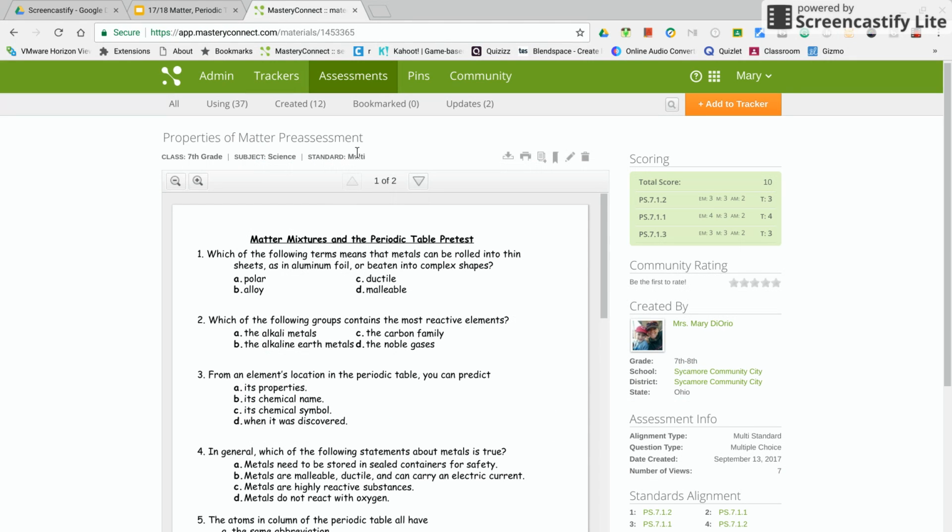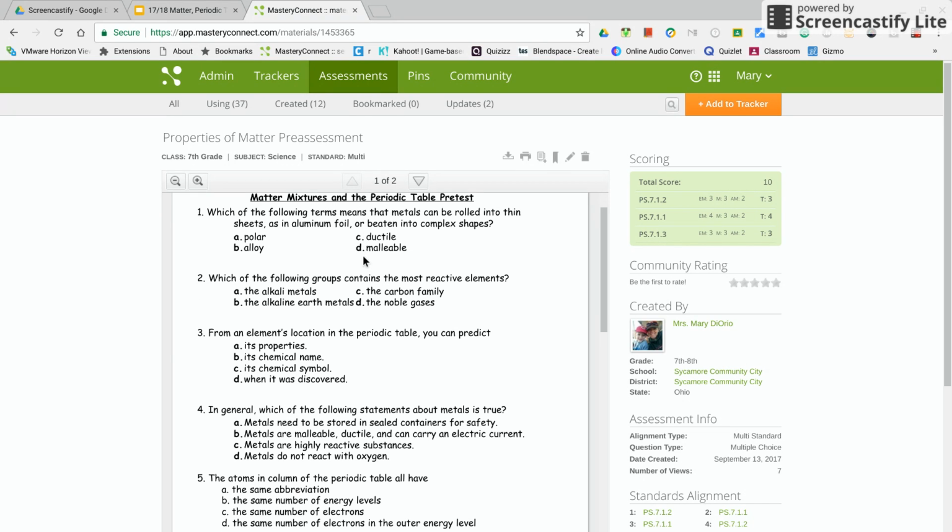If I were to go to the Mastery Connect pre-assessment that we did just recently, question number 2 said, which of the following groups contains the most reactive elements? And we said the most reactive elements on the periodic table are those that have their electron shells almost filled. Now, the noble gases, D, were the ones that have their electron shells filled, and they do not want to react at all. So that was not the correct answer. Carbon is one of those that has its shell halfway filled. So it wants to react, but it doesn't matter if it gains or loses electrons. So it's not really as reactive as a lot of the other ones on the periodic table.